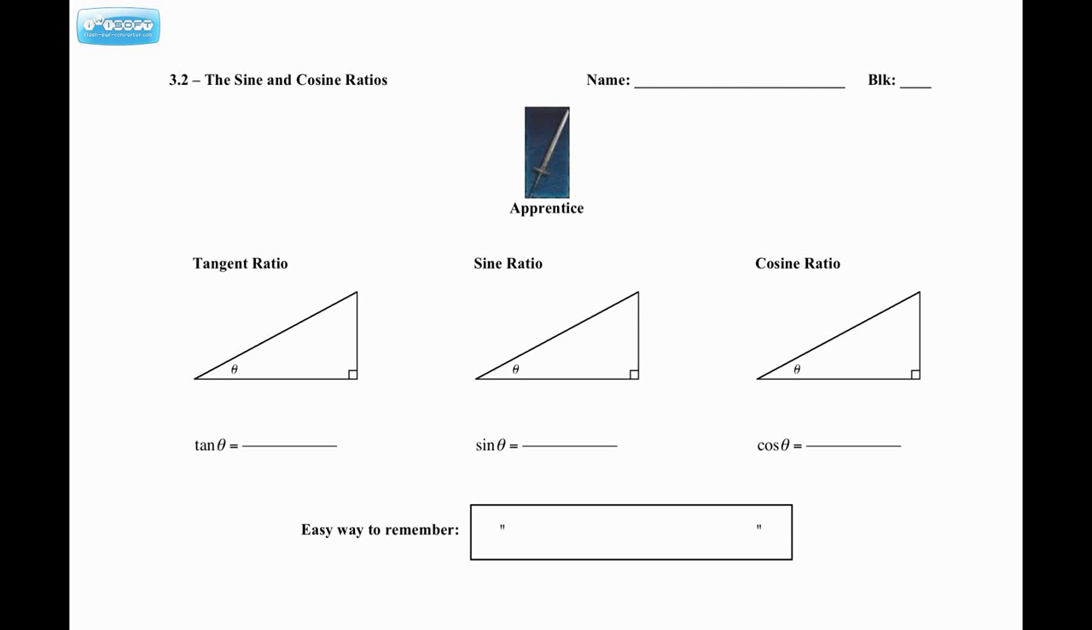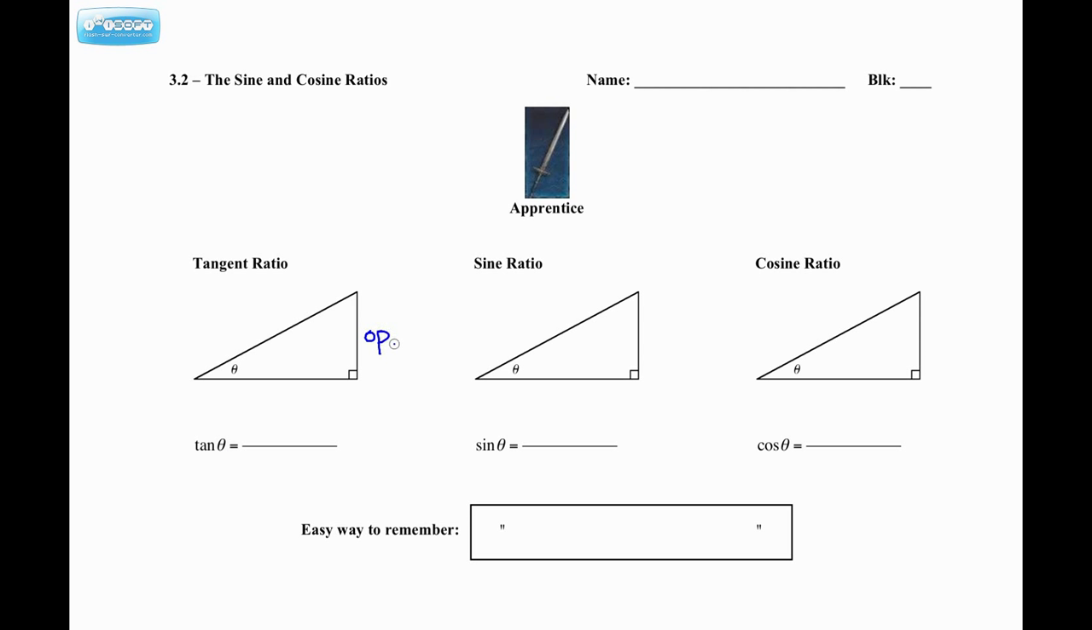Chapter 3, Section 2. This is the sine and cosine ratio, Apprentice. So you may have guessed that there are other ratios other than the tangent ratio just by looking at your calculator. Next to the tan button, you'll see a sine button and a cos button. And when we talked about the tangent ratio, remember that was defined.